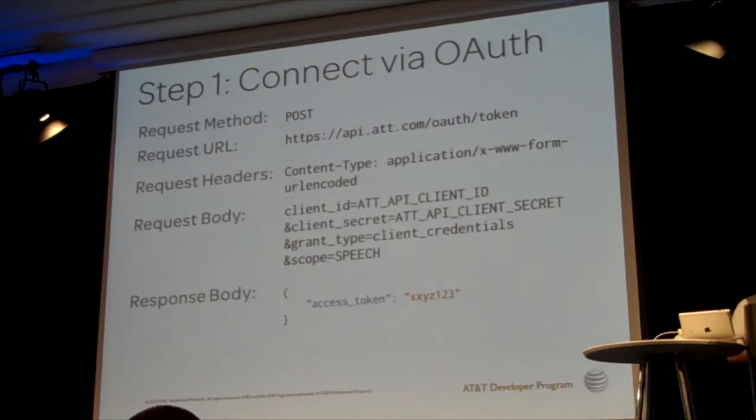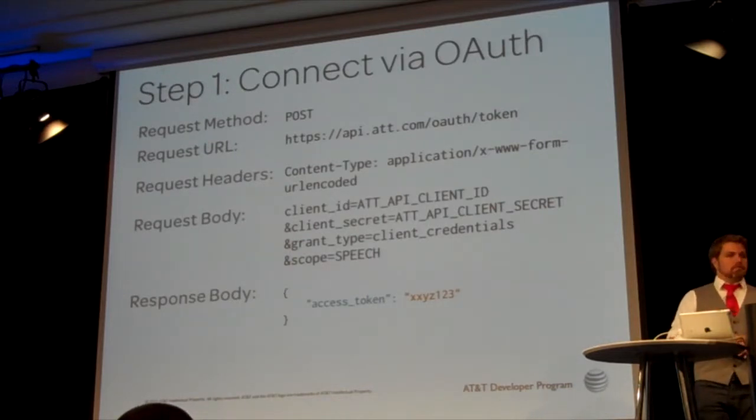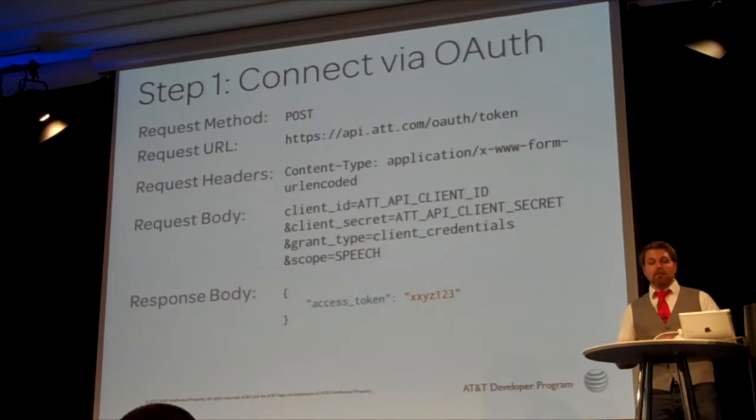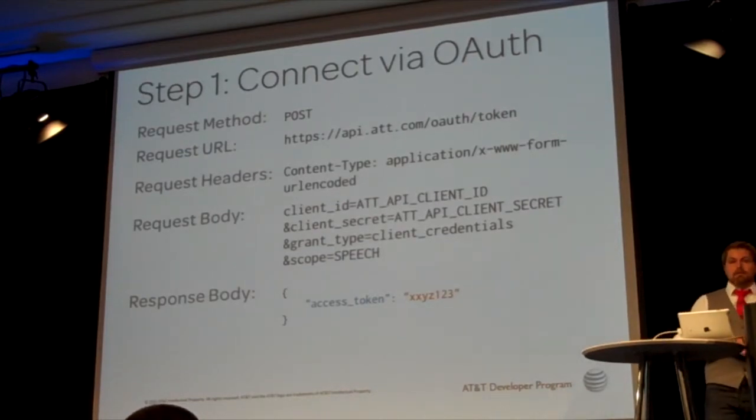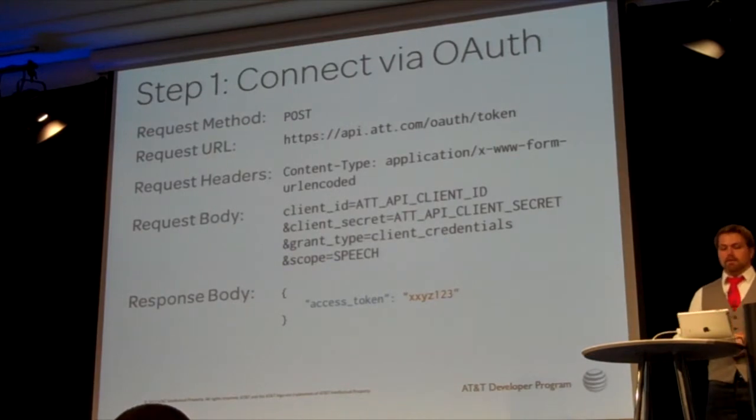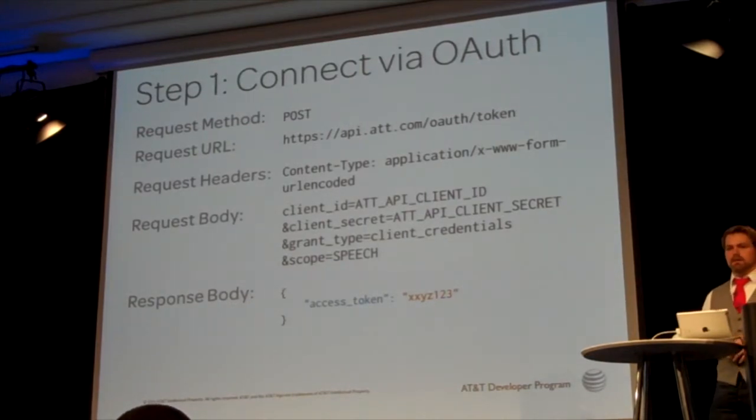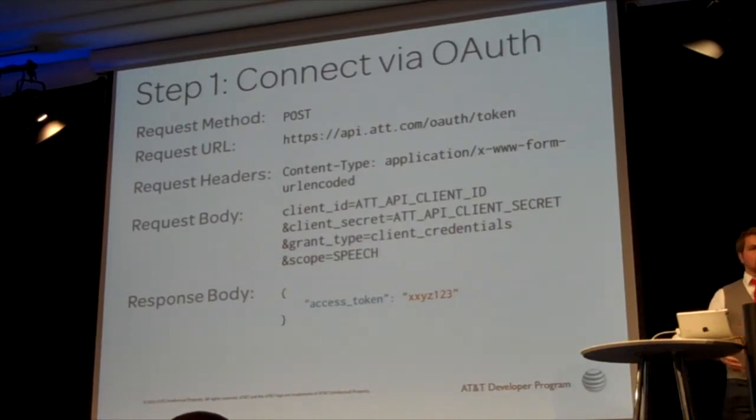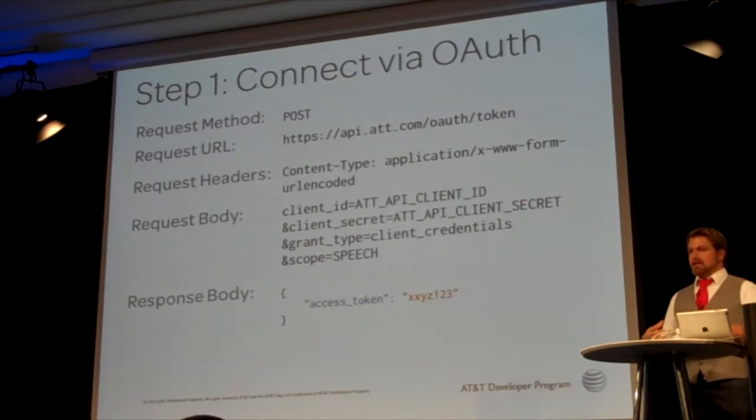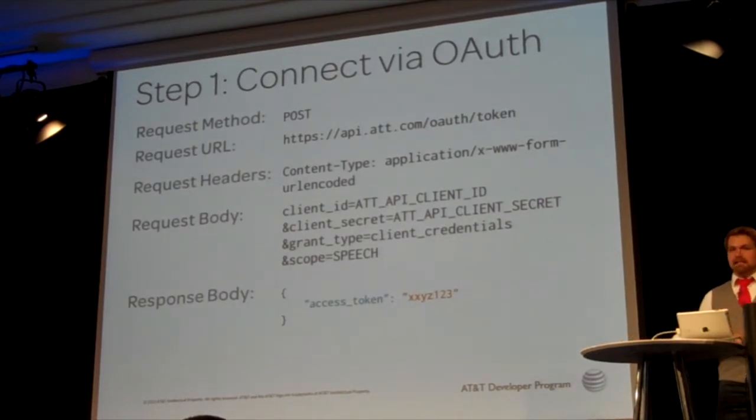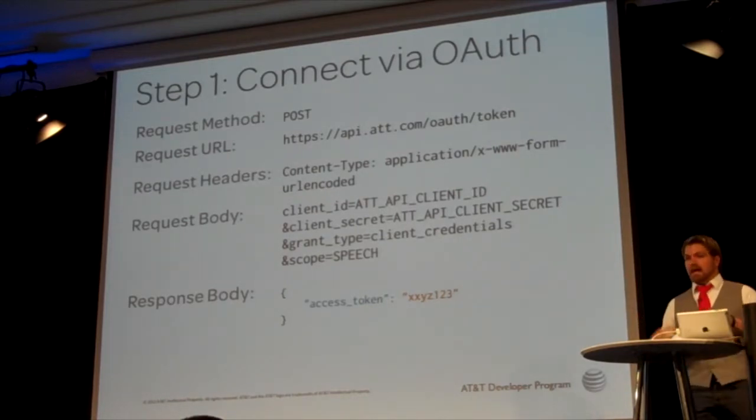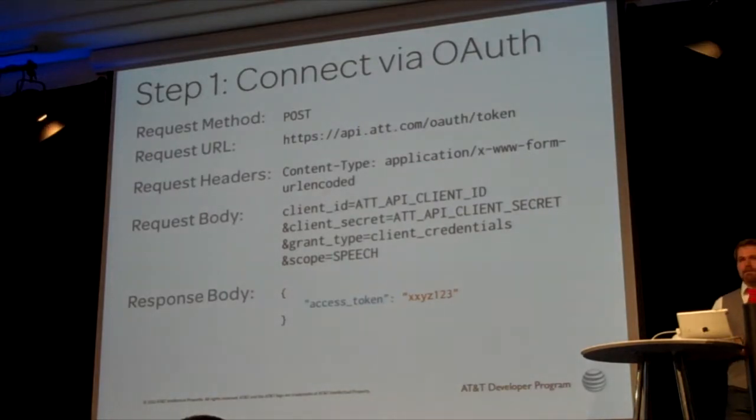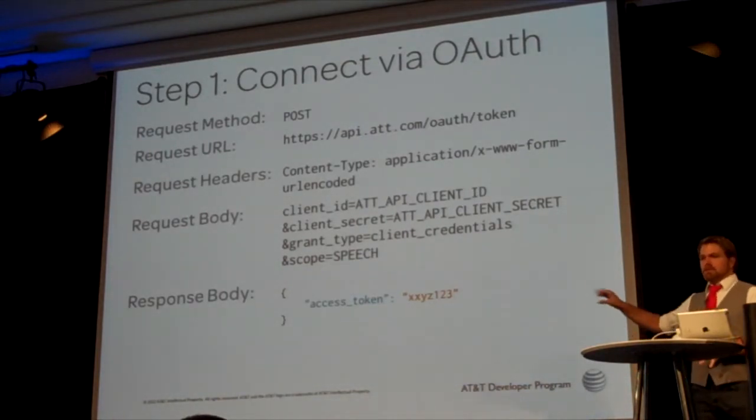Once you've actually got your API keys, the first thing you're going to do is connect with OAuth. The way that you do this is you put together an HTTP request with the request method POST, and you send it to a predefined URL. This is a fairly standard process for OAuth: submitting it to the OAuth access token URL. You submit it as a URL encoded form, and the body of the POST request is going to be your client ID and your client secret. It's going to say grant type equals client credentials, and then it's going to have a scope parameter. If you're using just the Speech API, the scope will just be SPEECH in all capital letters.